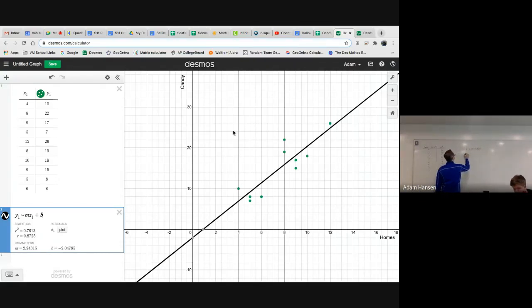Or you could use the names of the variables to replace x and y. Candy hat, our response variable, is the amount of candy that you get. That's equal to 2.24 times the homes you visit minus 2.05. Either way, you might see your equation, whether in terms of x and y or actually using the names of the variables.